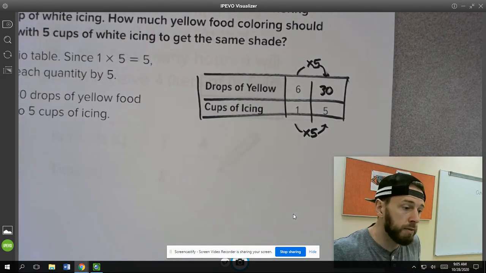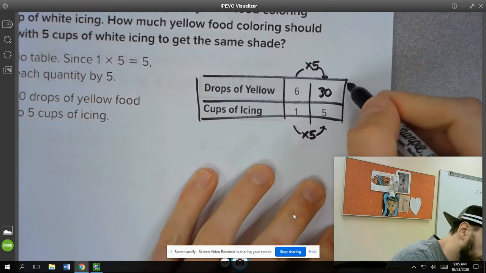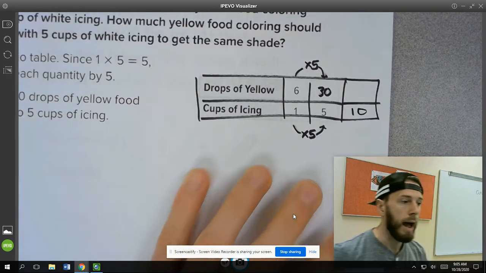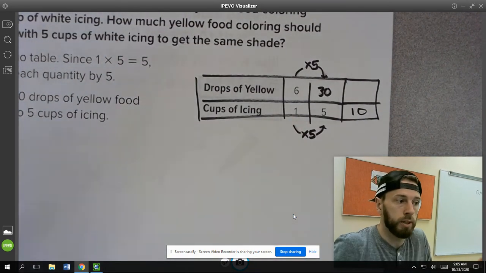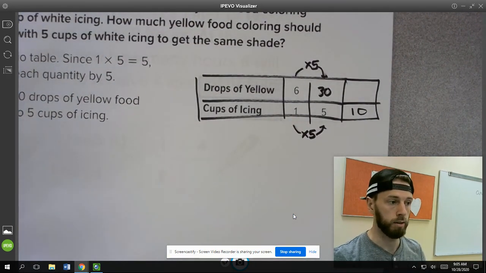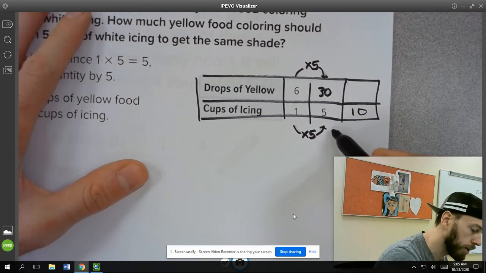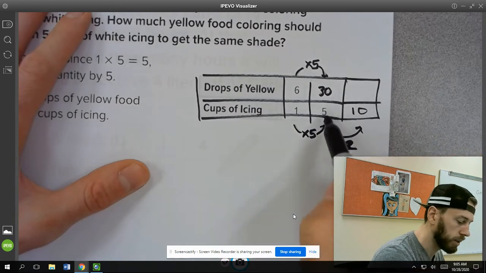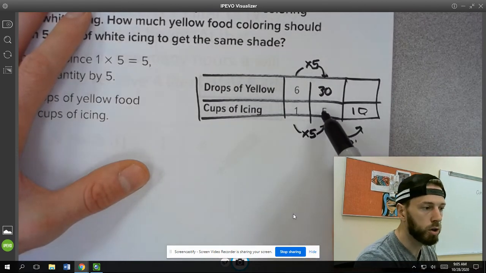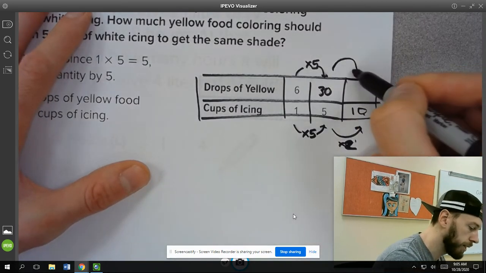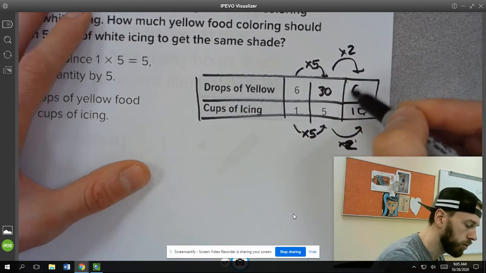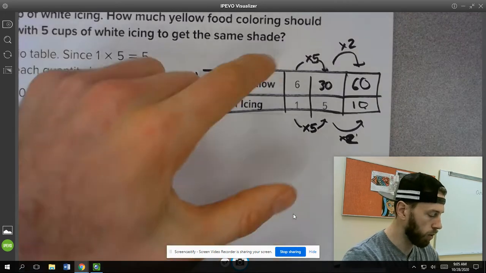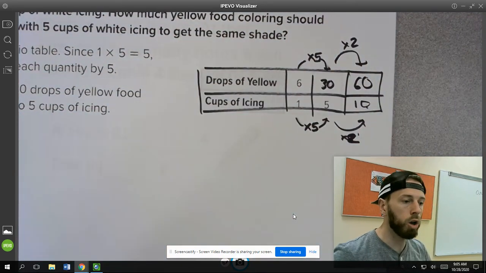So we could eventually even try and figure out how many drops of yellow food coloring we would need for 10 cups of icing, which we could do the same exact thing. We could do times 5, or this would be times 2, right? Because 5 times 2 gives you 10. So we would just go 5 times 2 gives you 10. And if we did the same thing here, 30 times 2 would give you 60. And clearly, they're equivalent ratios, right? 6 over 1, 30 over 5, 60 over 10, all equivalent ratios.